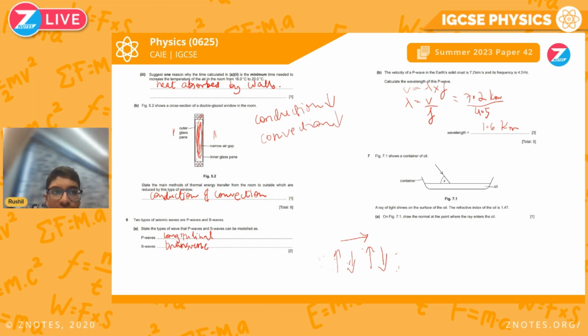Now, question 7 shows a container of oil. A ray of light shines on the surface of the oil. The refractive index is 1.47. On figure 7.1, draw the normal at the point where the ray enters the oil. As we know in any light diagrams or questions, a normal is a perpendicular drawn to the surface on which a ray of light falls. So here, the normal will be a straight line like this, perpendicular to the oil surface. This is a very rough sketch, but this is what it's supposed to be.